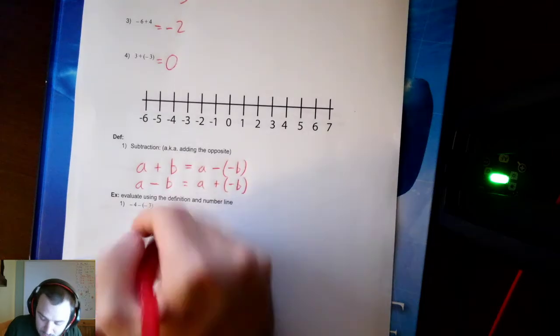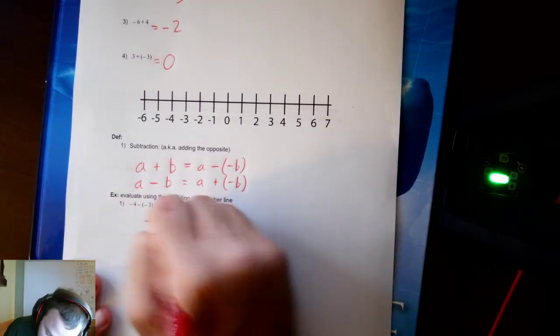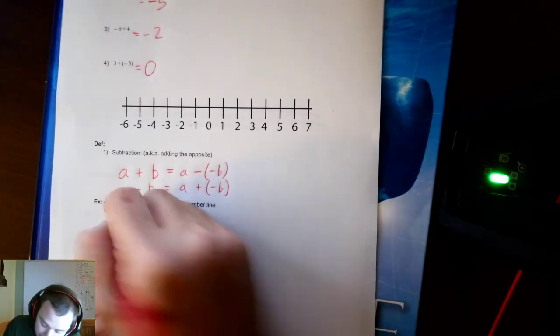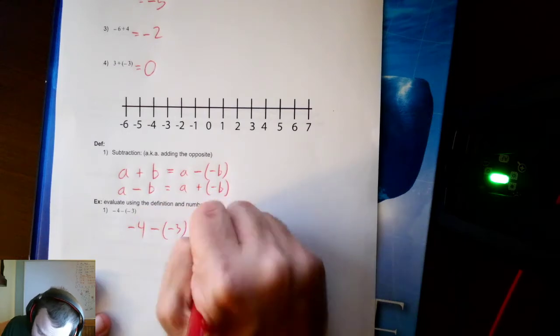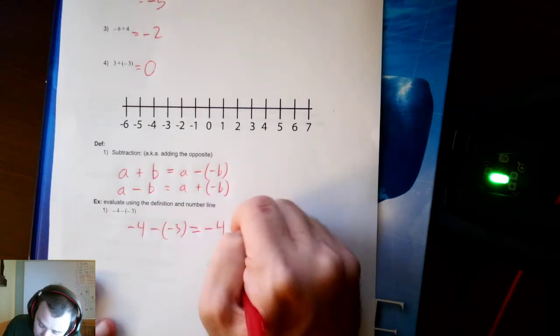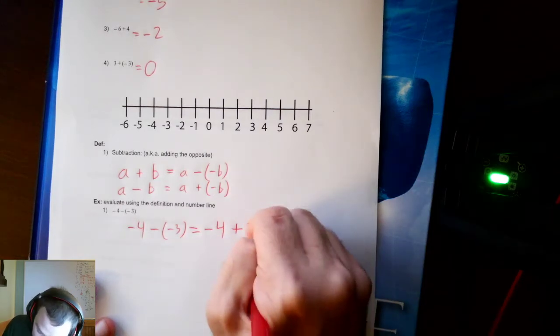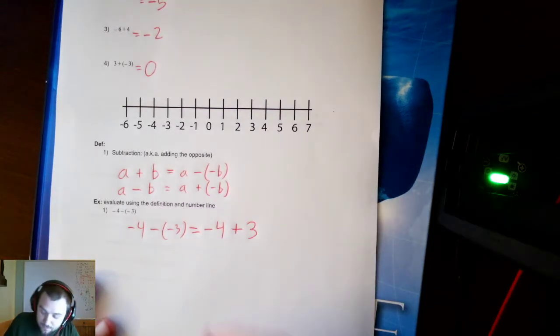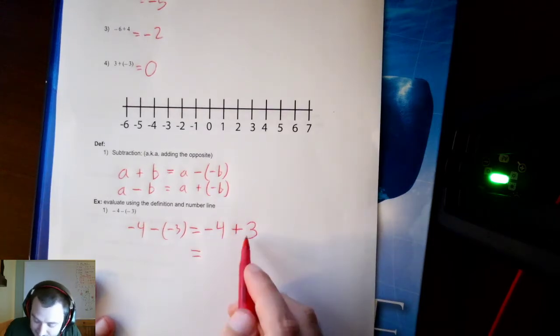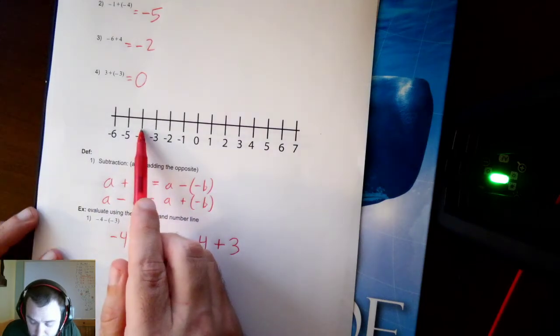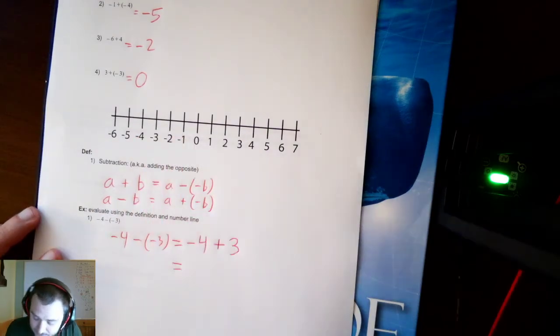Now let's take a look here. We have negative 4 minus negative 3. And I want to use the definition and the number line. Well, I want to add the opposite. So I want to do negative 4 plus, what's the opposite of negative 3? Positive 3. So I'm adding the opposite. So I start at negative 4, and adding 3 is going 1, 2, 3 spots to the right. Gives me negative 1.